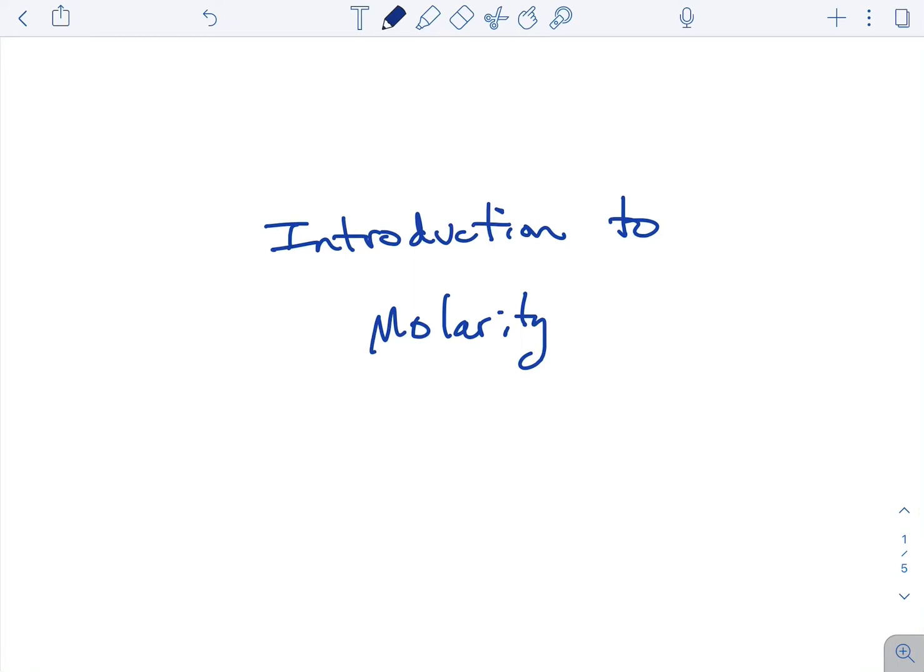Hey everyone, in this video we're going to do a brief review of the basics of molarity. There will be a subsequent video on how to actually make solutions with a given molarity. So we're just going to get into the basics of the calculation in this video and then get into the nitty-gritty of making solutions in the second video. So watch out for that video if you're stuck on the details of making solutions.